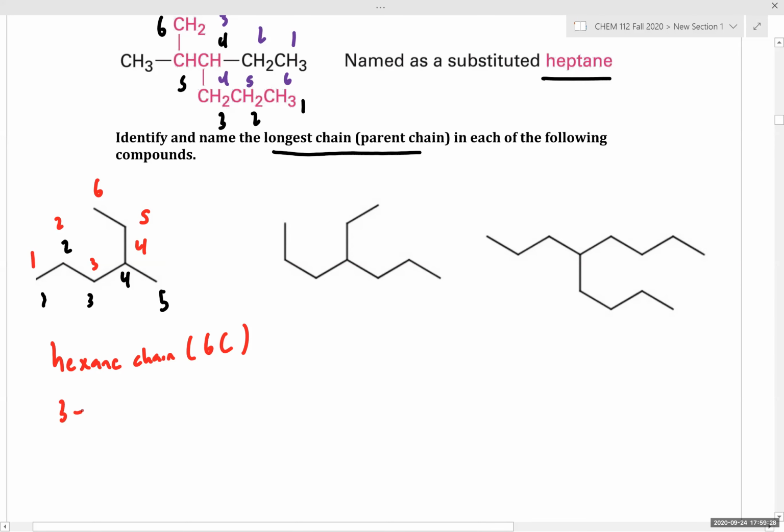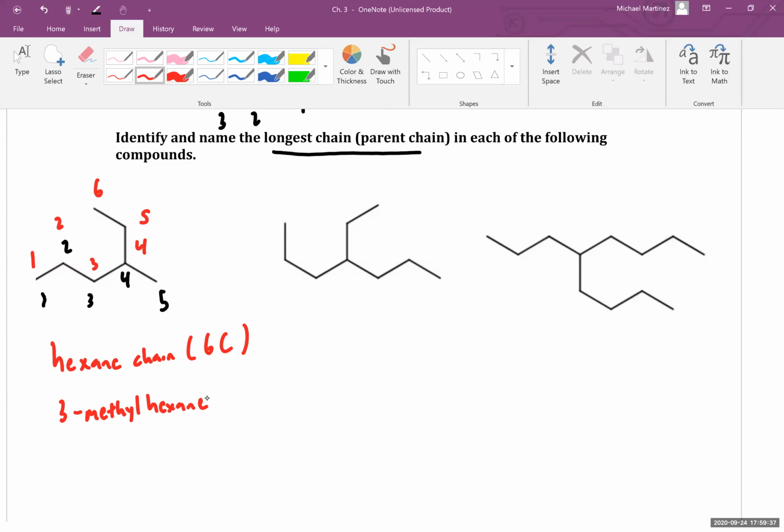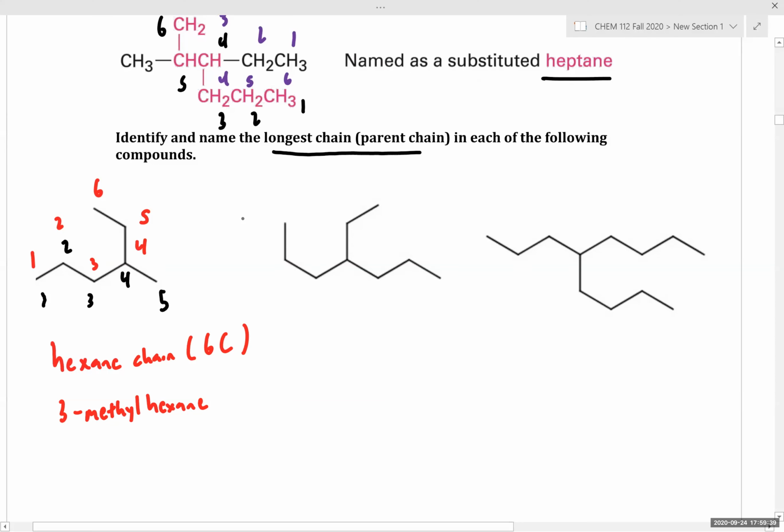So this in turn would be named as 3-methylhexane. We'll talk about this more in a moment. For now, I just want you to be able to identify the longest chain. So let's look at each of these 2 examples. You're welcome to use the annotate feature to circle the longest chain, or you can tell me the carbon count in the longest chain. And if you have any questions, don't be shy to ask them verbally or in the chat, and I'll be happy to get your questions addressed.